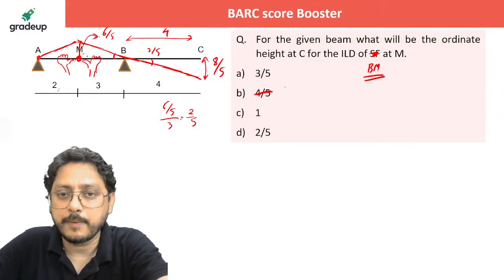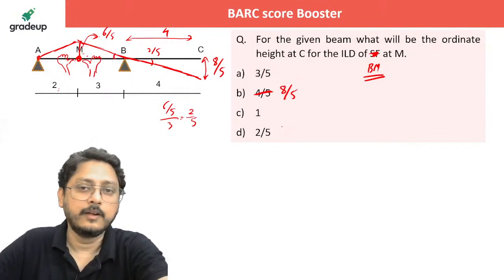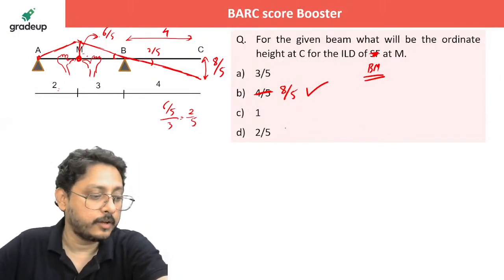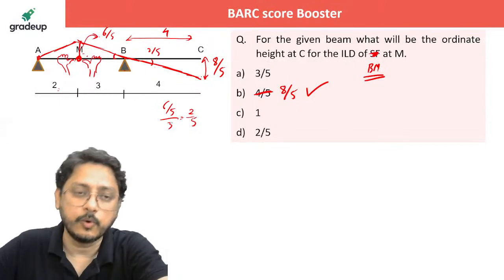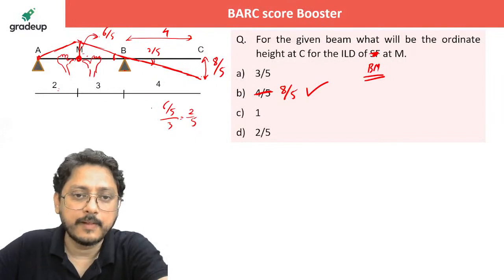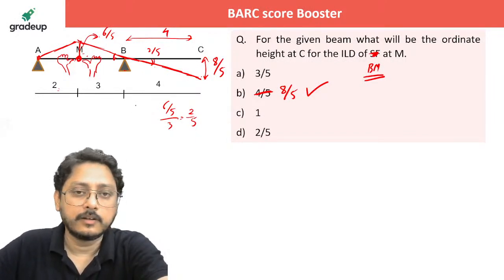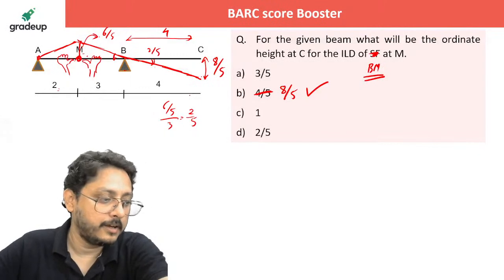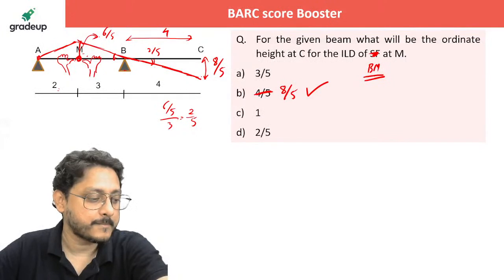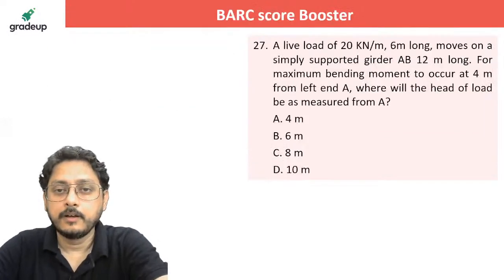All the options are not matching. Make sure this is 8 by 5. So the ordinate height is nothing but 8 by 5 here. Did you get that? The distance given here is 4. So once you get the angles, these two angles are the same, and the ordinate height will be 8 by 5. Are you able to understand this one? Then can you solve this one?